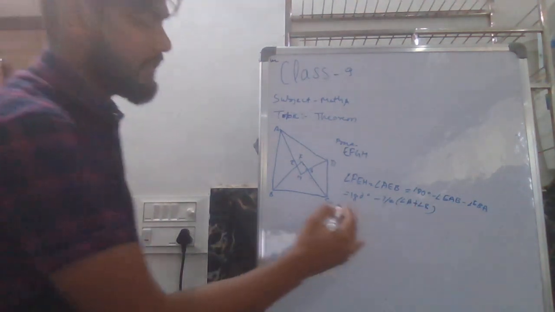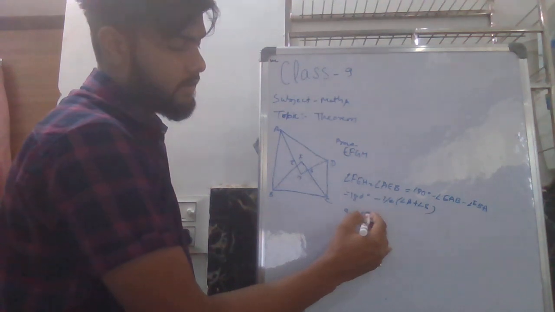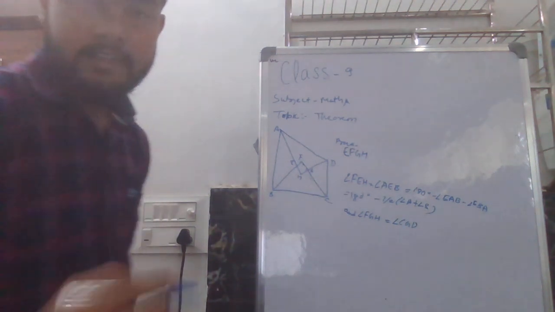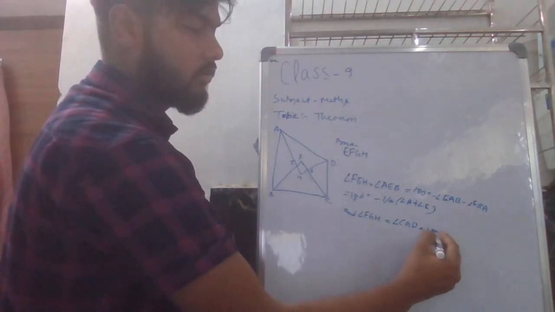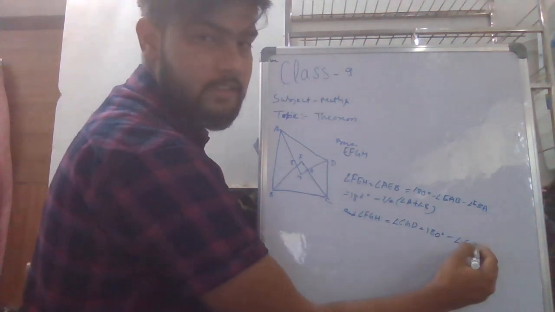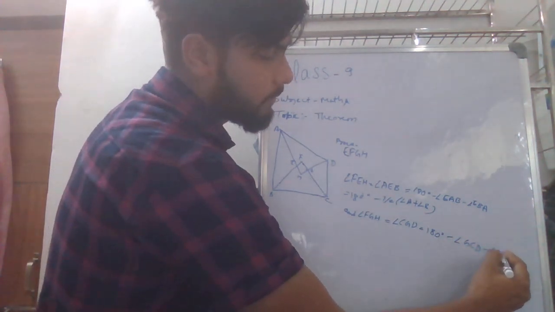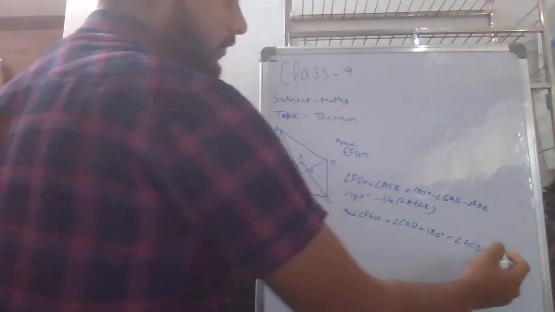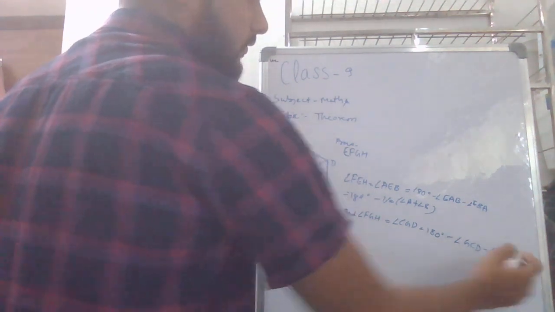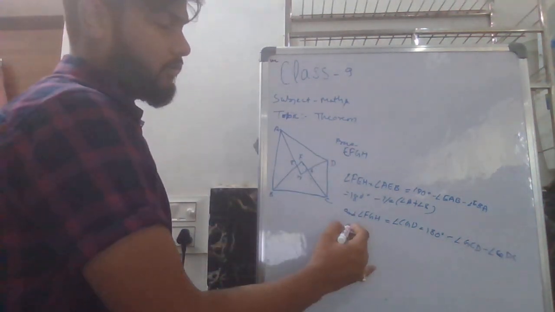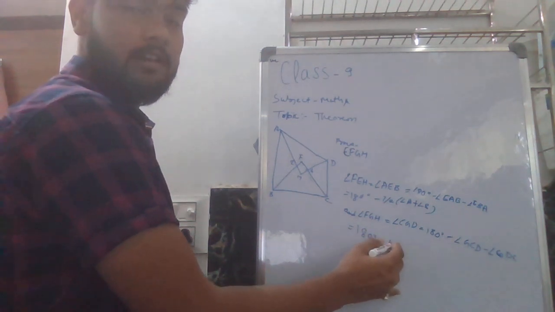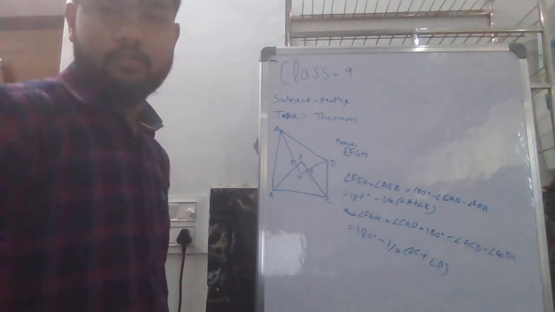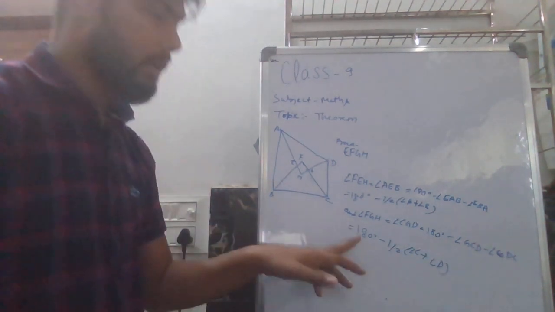And we can see that angle FGH is equal to angle CGD, which is again 180 degrees minus angle GCD minus angle GDC. After that it will also be 180 degrees minus half (angle C plus angle D). I hope till now everyone is clear.